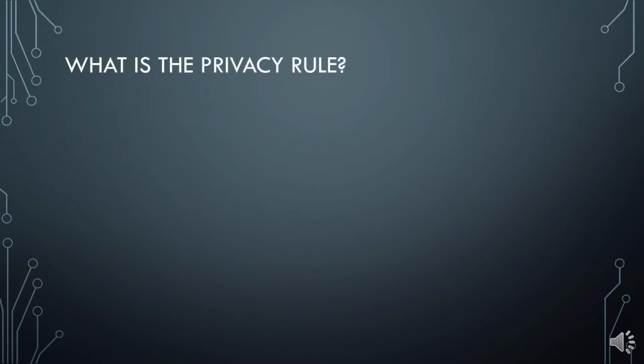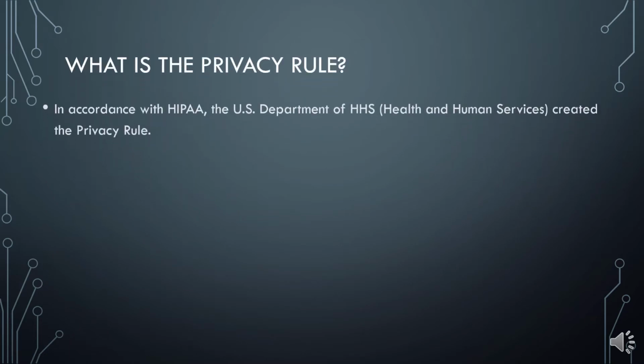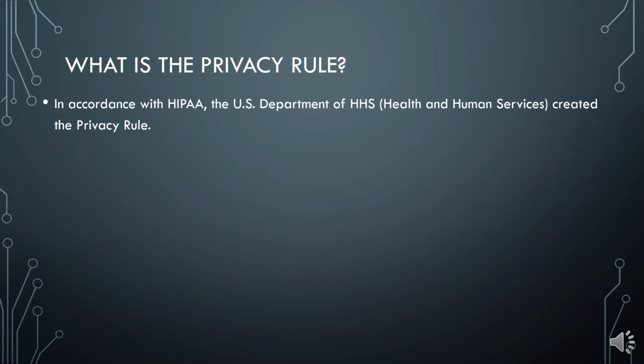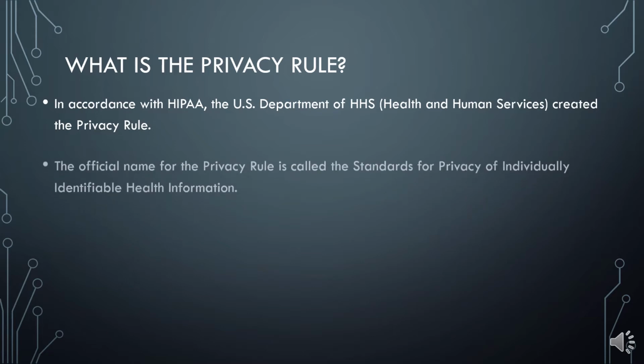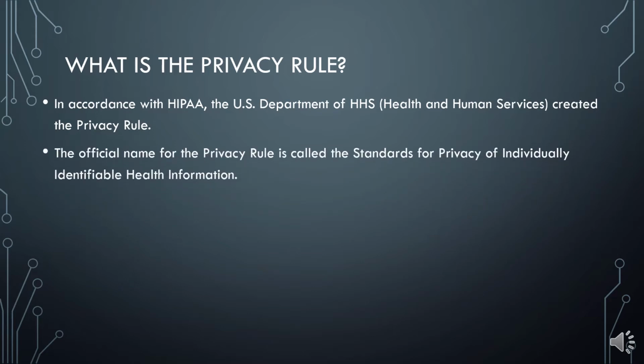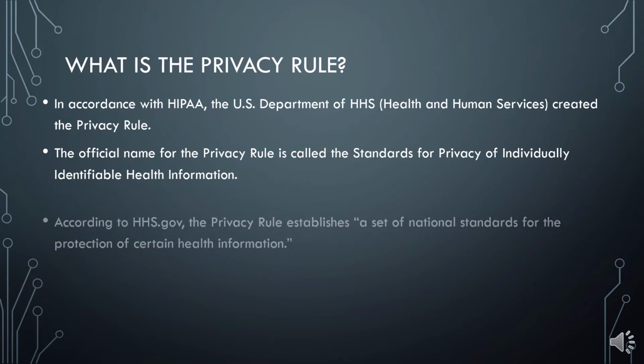What is the privacy rule? In accordance with HIPAA, the U.S. Department of HHS, also known as Health and Human Services, created the privacy rule. The official name for the privacy rule is the Standards for Privacy of Individually Identifiable Health Information.